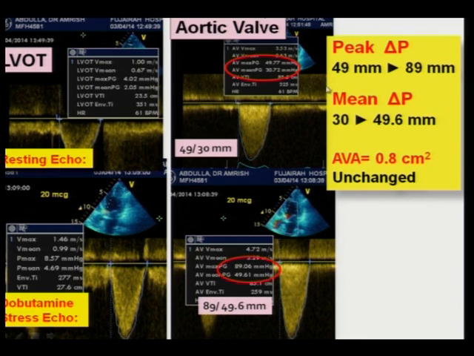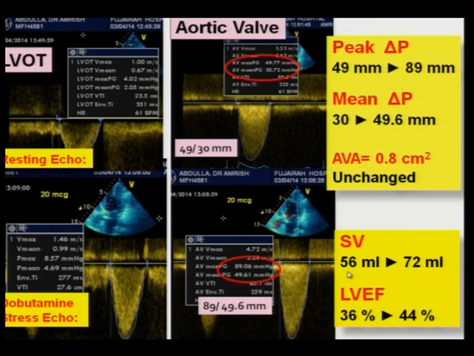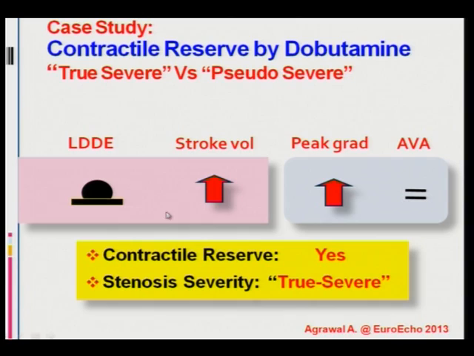As you can see, the resting gradient was 49 peak and 30 mean, and went up from 49 to 89 mmHg peak gradient, and from 30 mmHg to 50 mmHg mean gradient across the valve. This indicates a significant response to dobutamine, and the aortic valve area remains unchanged. So the peak gradient increased, the mean gradient increased, the stroke volume went up from 56 ml to 72 ml, and the left ventricular ejection fraction increased from 36% to 44%. So our patient, in summary, has an increase in the stroke volume, the peak gradient and the mean gradient, with no change in the aortic valve area.